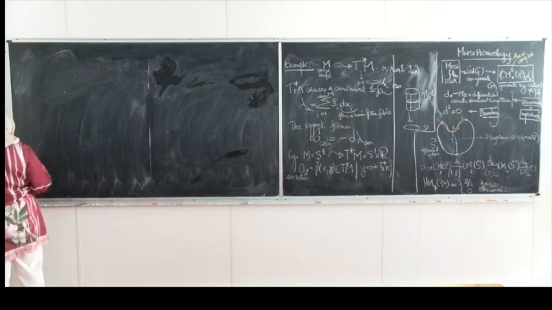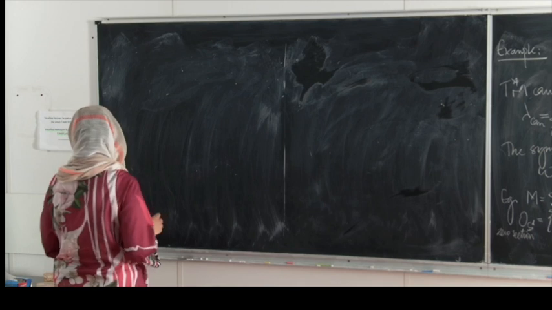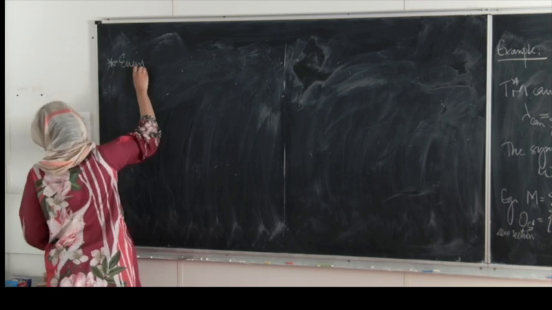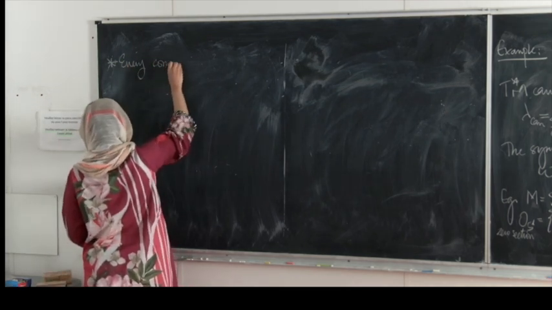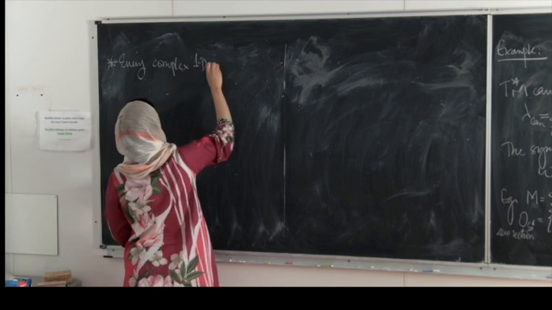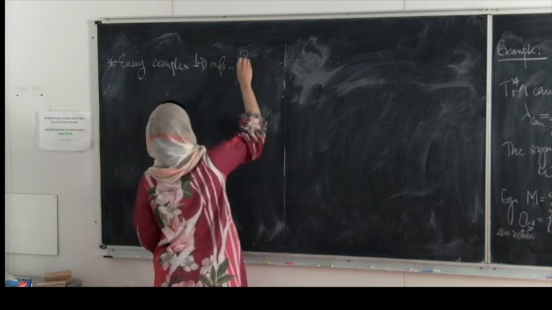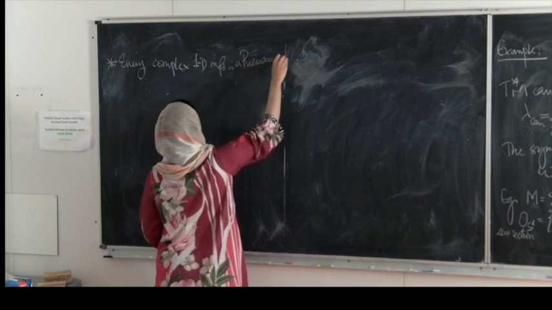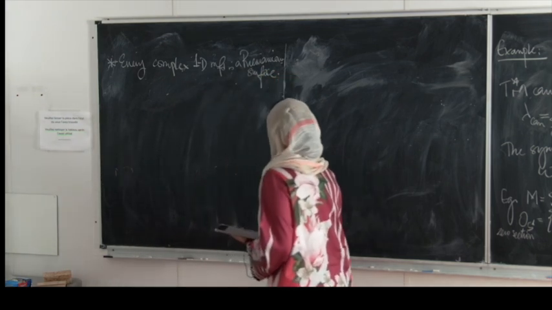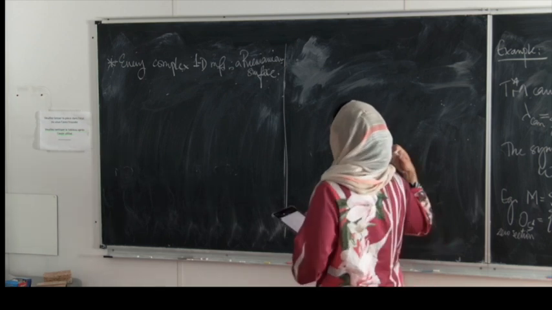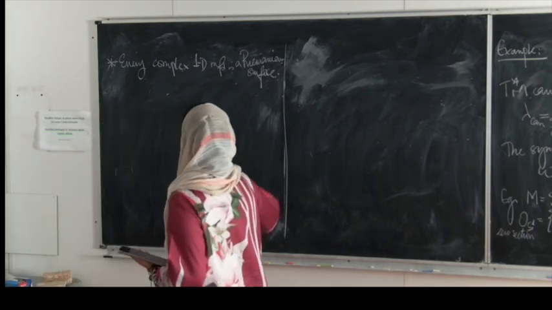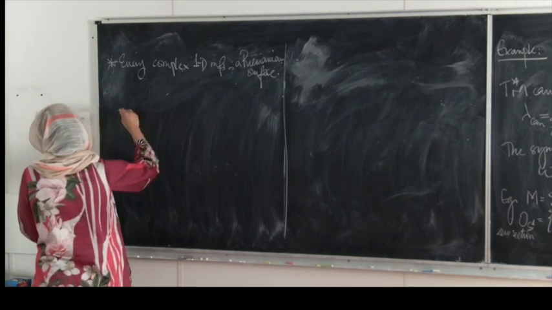All right, what do I want to say? I want to say the following. I've said this before: every complex one-dimensional manifold is a Riemann surface. Which means that it's symplectic. The almost complex structure is integrable, and it's compatible with the symplectic structure, and so on.